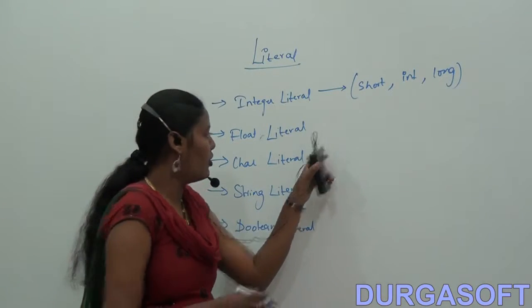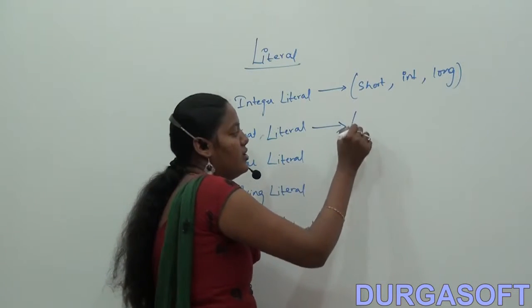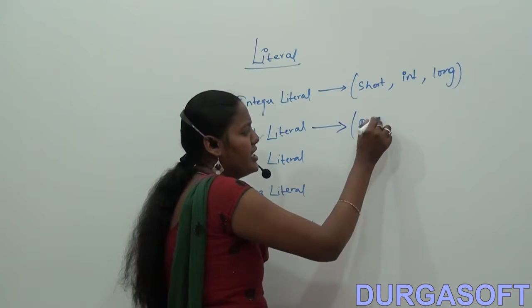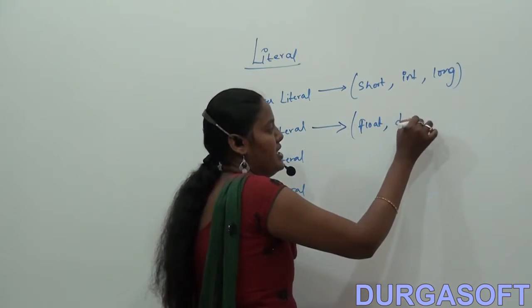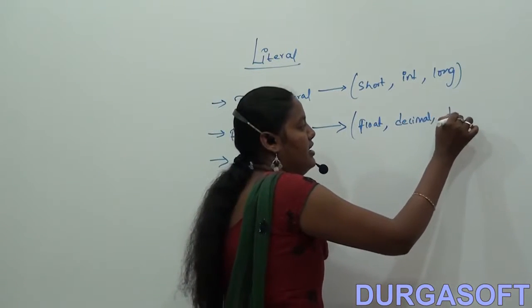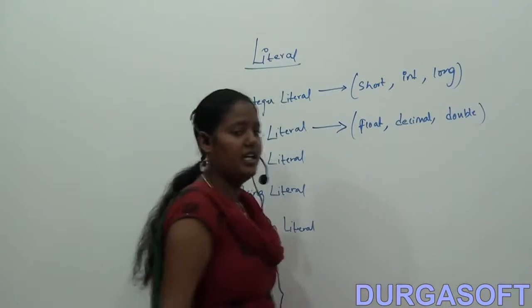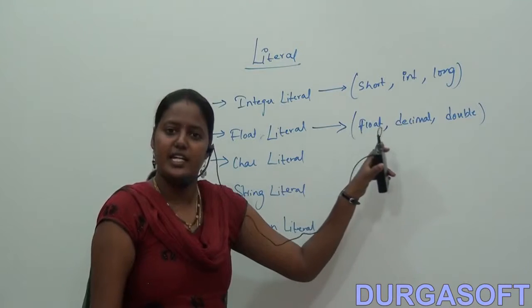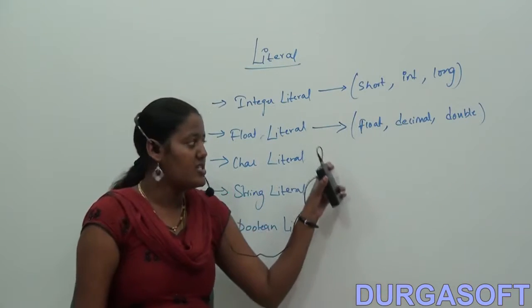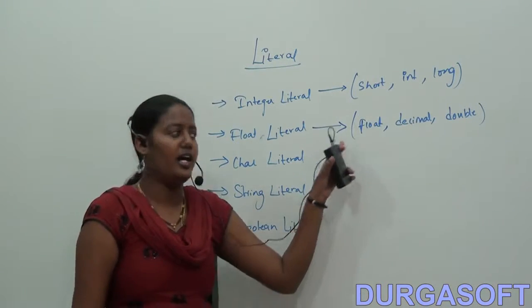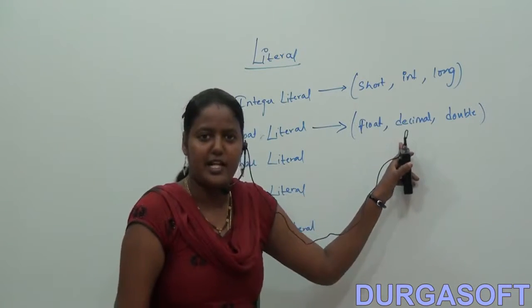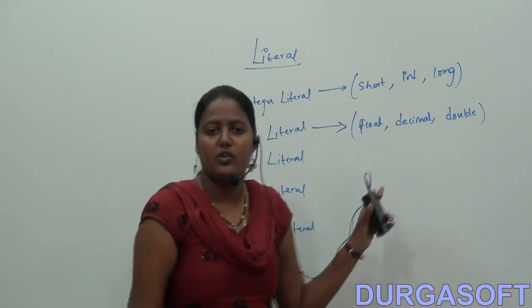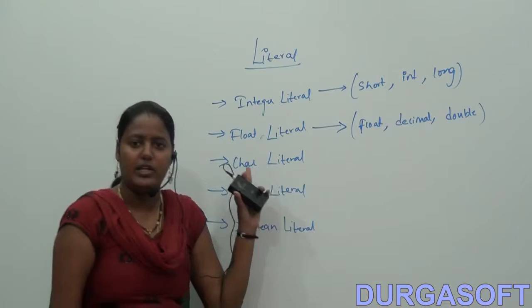Next one is float literal. In the float literal, it includes float data type, decimal data type, and double data type. Here we can put the normal numeric value as well as decimal value. A constant value assigned to either float data type, decimal data type, or double data type, we are going to say it as a float literal.